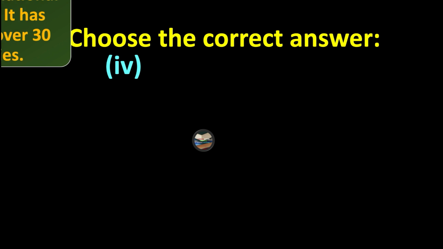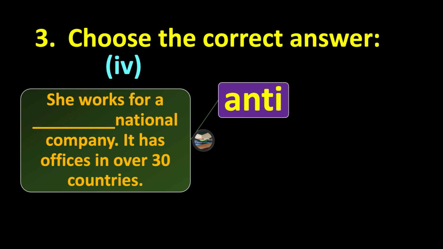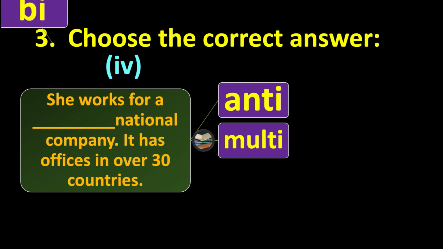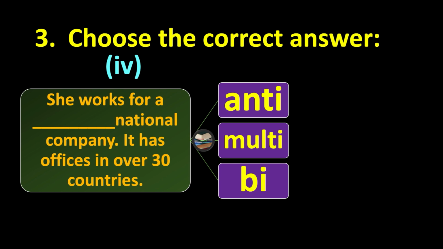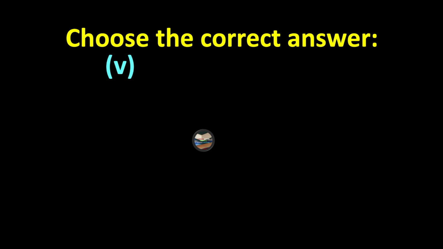Question number 4. She works for a blank space national company. It has offices in over 30 countries. Let's see. Anti-national company? No, it does not look nice. Multinational company? It appears to be okay. And binational company? No. So the correct answer seems to be the second one, multinational. This is the correct answer. Now we move on to the next.